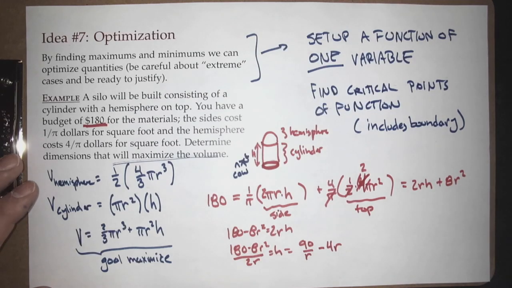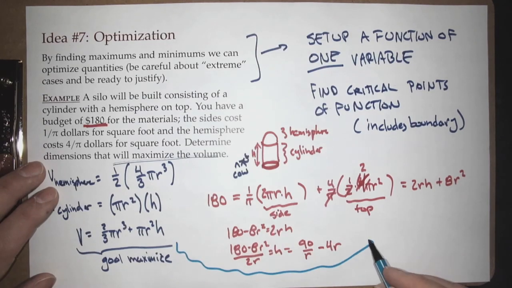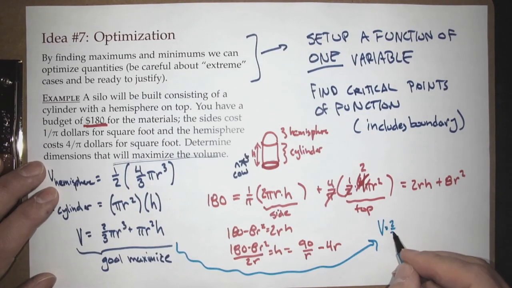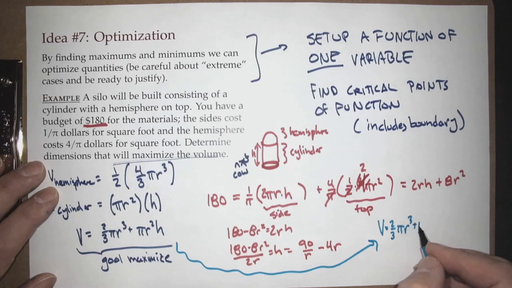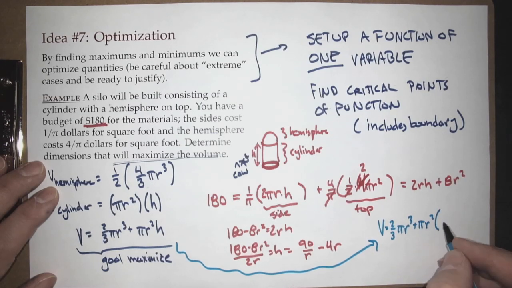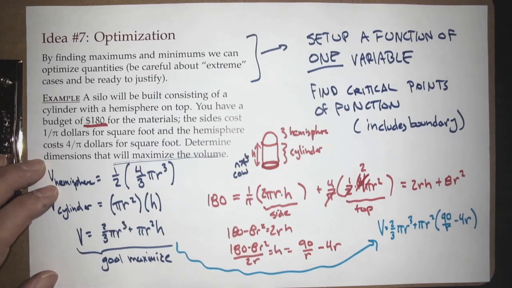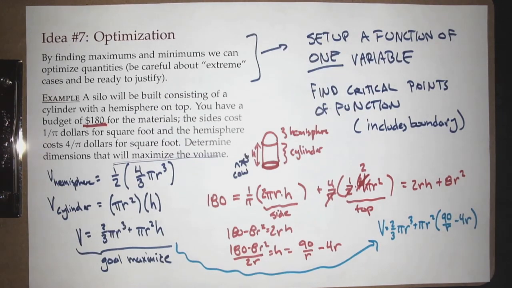And now we update our volume. So our volume is really 2/3 pi r cubed plus pi r squared times 90 over r minus 4r. And now, are we ready to take derivatives? Yes. We got it down to one variable. We're ready to go. And so from here, we've translated into a math problem where we have our tools. So from here, it's take a derivative, find your critical points, and work with that.